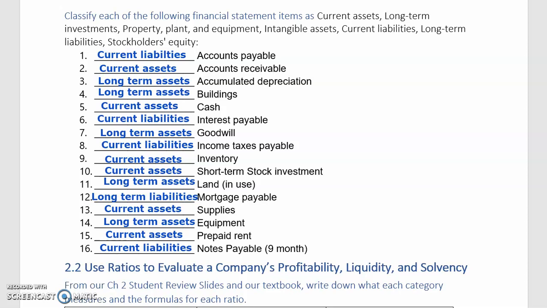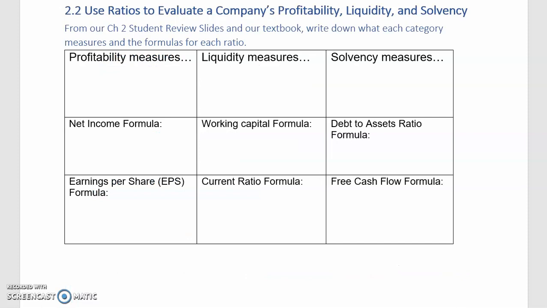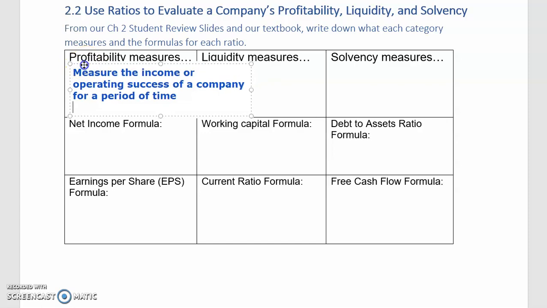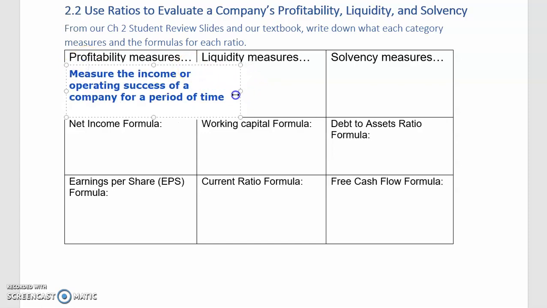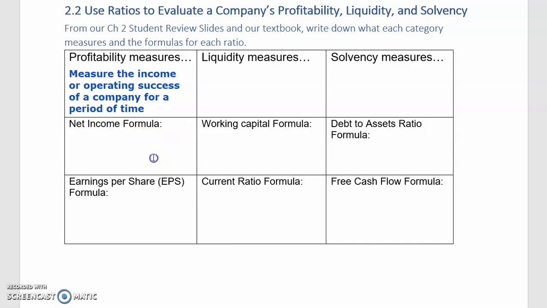Next, we're going to be computing the ratios to evaluate a company's profitability, liquidity, and solvency. We will first start off with profitability. Profitability measures the income or the operating success of a company for a given period of time. And one of the ways that we assess profitability is through net income. And we learned that net income is revenues minus expenses.